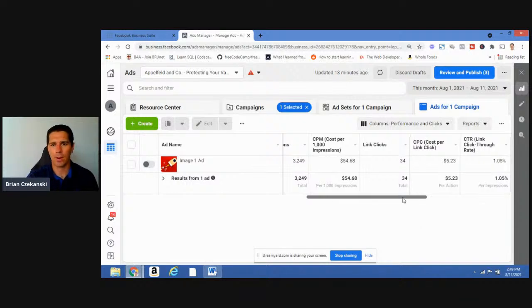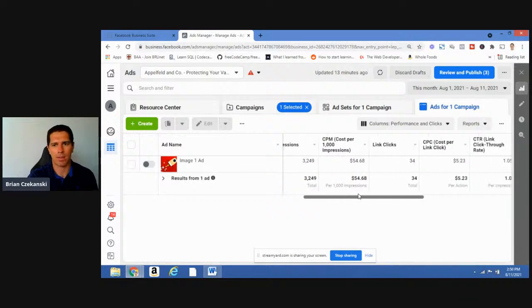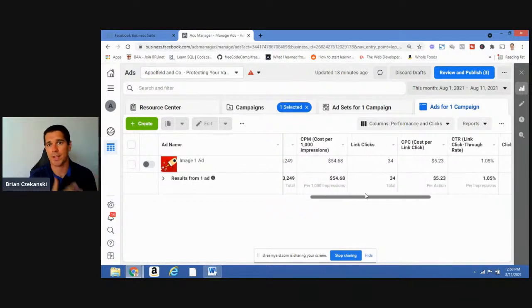Then we go further along, and this is another key metric we're looking at: link clicks. What this really means is the amount of people that clicked on the ad. This is a conversion ad that we want to go to a specific landing page using a specific URL, so this is the number of people that actually clicked on that call to action link in the ad. So 34 people clicked on the ad. Again, compare that to the results column, which was 10.